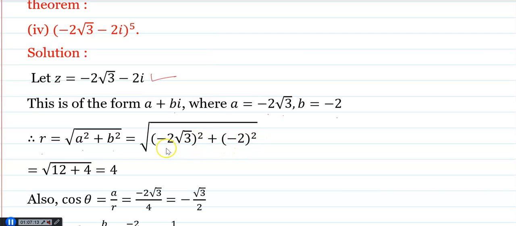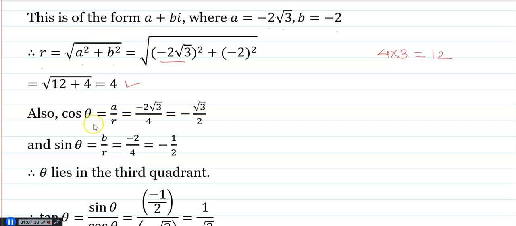Minus 2 root 3 bracket square means what? The square of 2 is 4, the square of root 3 is 3. 4 into 3 you will get 12, and hence here is 12. Minus 2 square means what? 4. 12 plus 4 is 16. Root of 16 is 4.